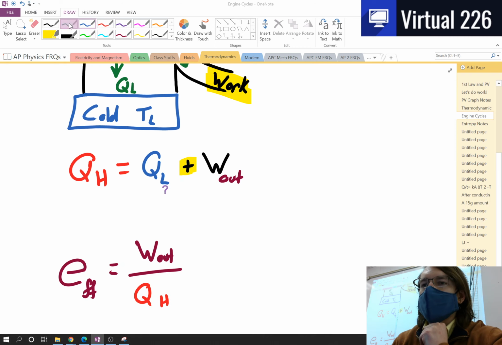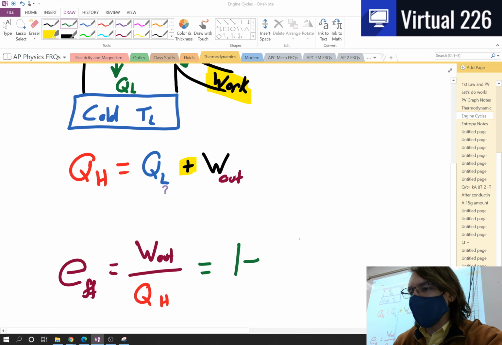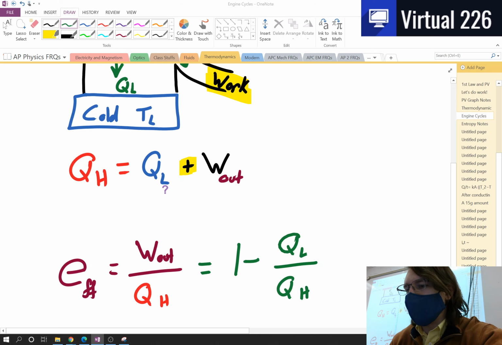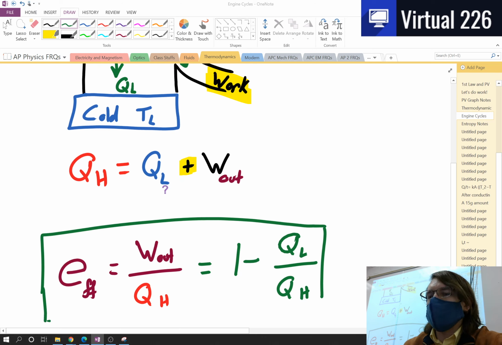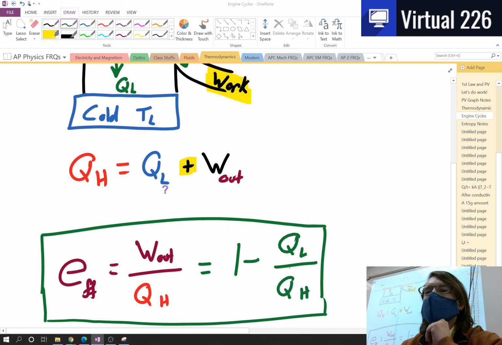With a little bit of clever algebra and moving things around, we could write this equation as 1 minus QL, the low reservoir heat, divided by QH, the heat at the hot reservoir. This tells us the efficiency of our engine, and it is a very important equation for what we're doing.